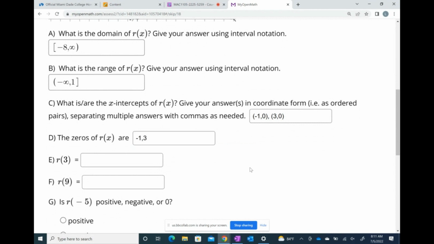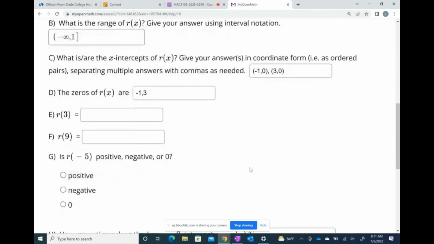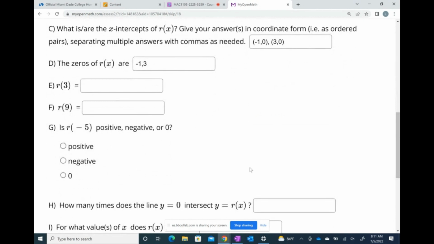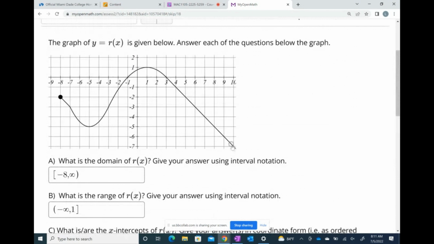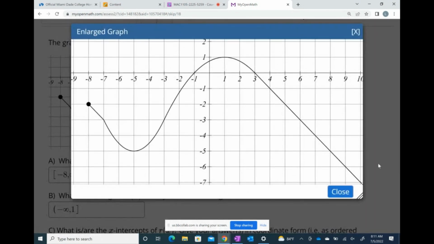Okay. So remember, this is a language. Okay? These things are pretty straightforward and easy in this kind of situation only if you understand what the question is asking. If you don't know what the question is asking you, then you don't know what to answer. Okay. So E, R of 3. Okay. So how do we find that? What are we supposed to do to answer that question? Yes?